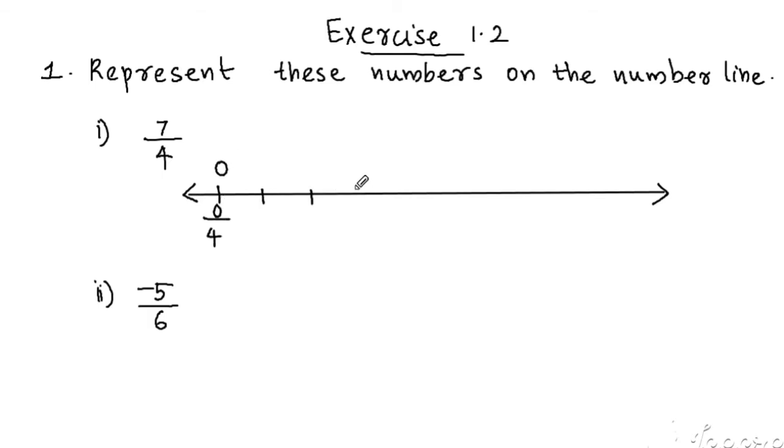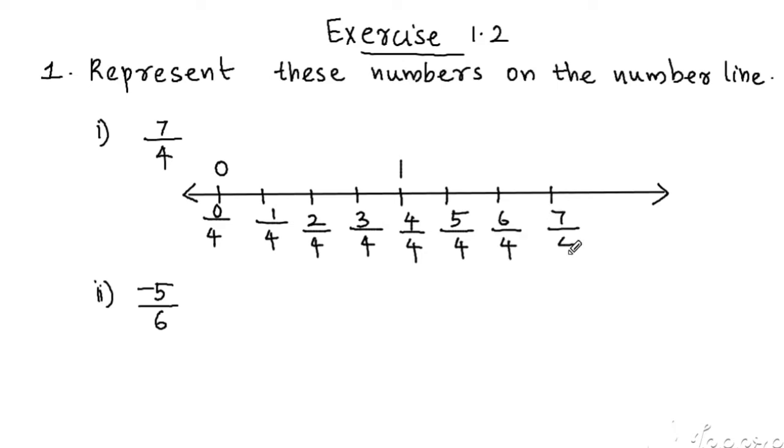Okay, 0 can be written as 0 by 4 because the denominator is 4. Then the next number will be 1 by 4, and the other numbers are 2 by 4, 3 by 4, 4 by 4, that is same as 1, then 5 by 4, 6 by 4 and 7 by 4. So you can see 7 by 4, then draw a dot at that point. Okay, so this is how we represent points.